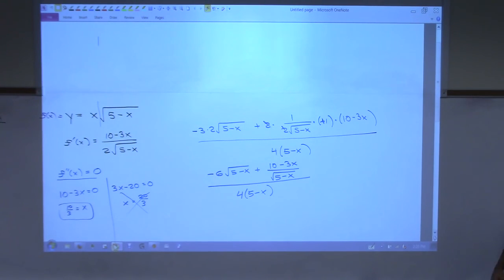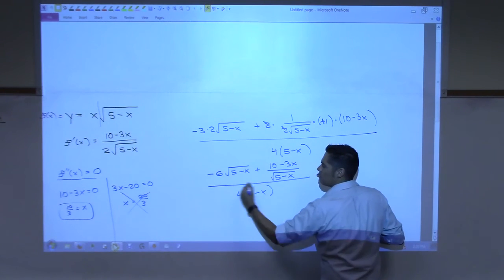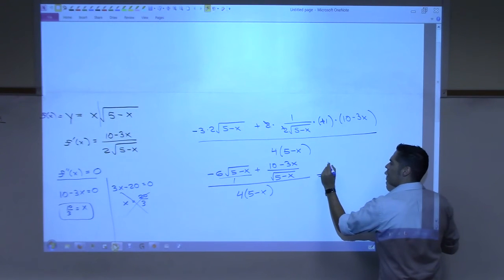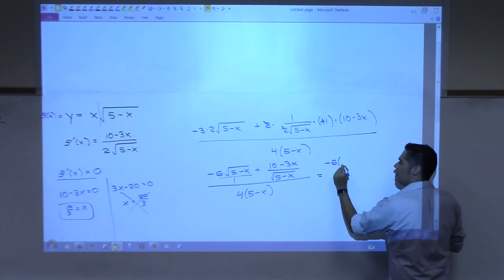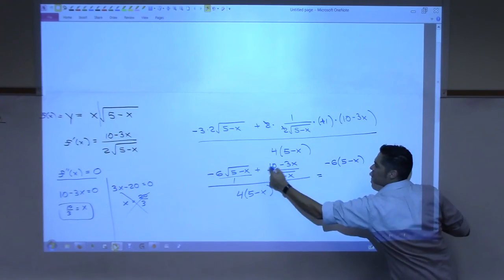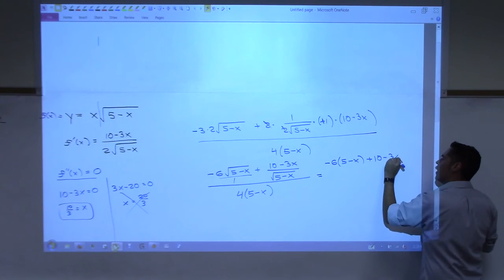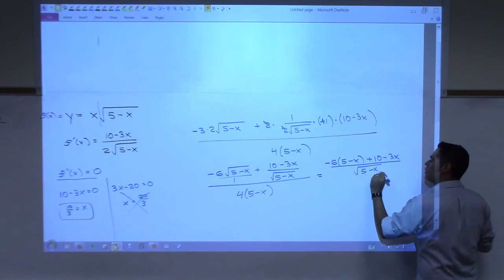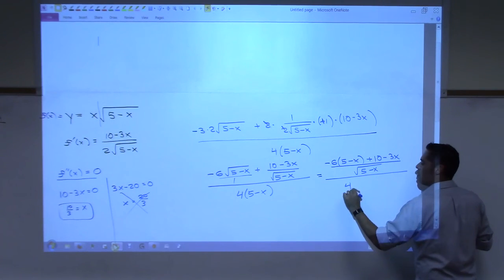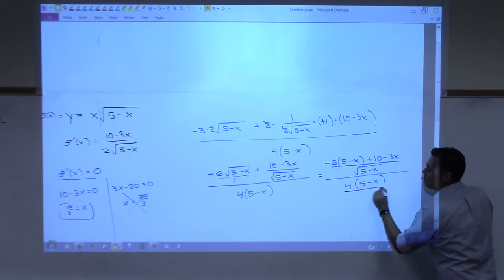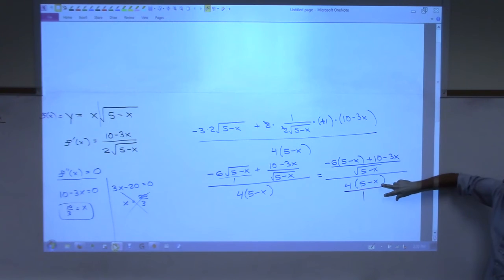Common denominator. Right here, between these two. So introduce this root here and here. So you get negative 6. Then the roots will kill each other off. You'll get a 5 minus x there. Then I have plus this, plus 10 minus 3x, all over root 5 minus x, all over 4 times 5 minus x. And I think I'll even make this a fraction over 1 because I'm about to take it and flip it like this on my next line.